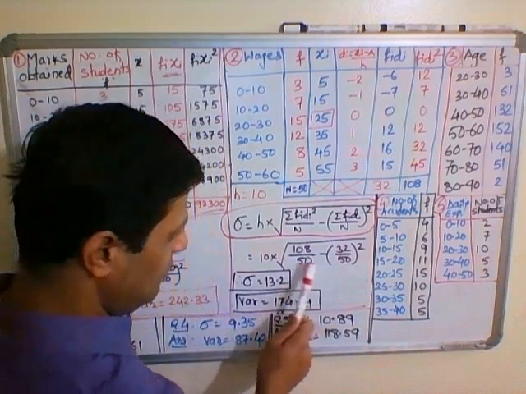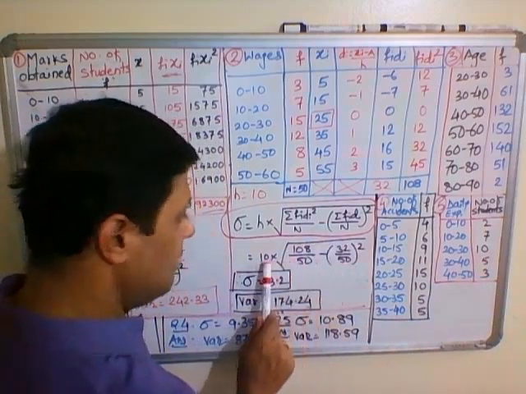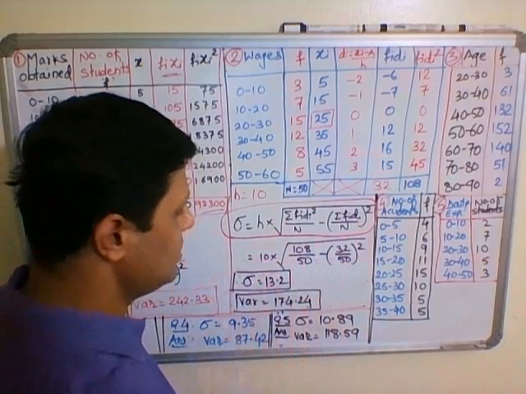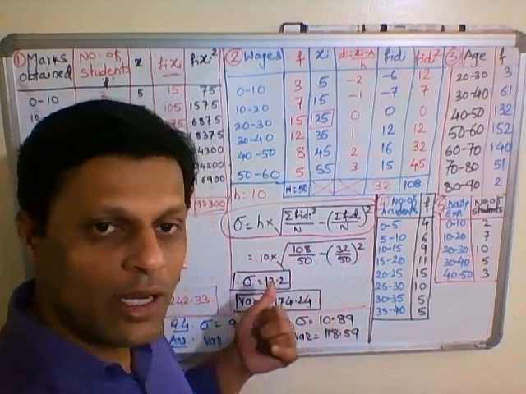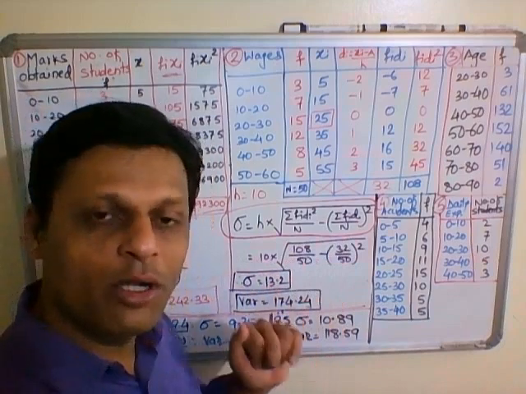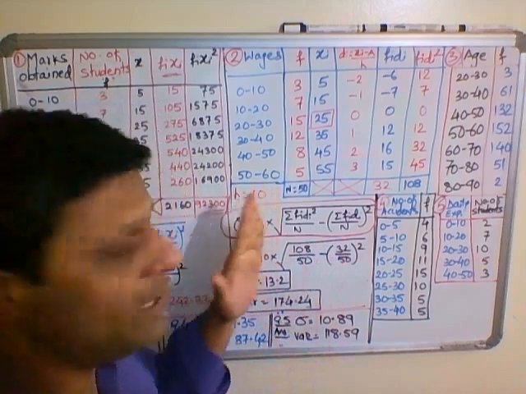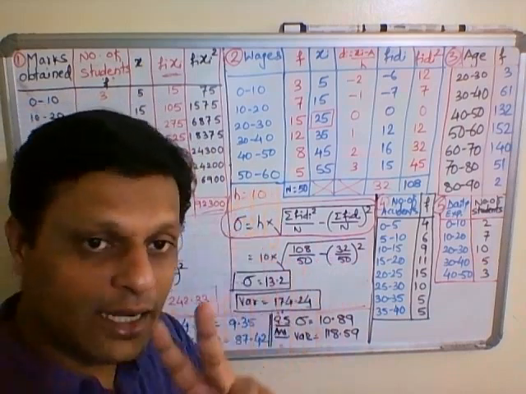So to avoid that, don't forget to take the square root, then multiply by 10. You get this answer as 13.2. If you square it, you get variance as 174.24. So I will repeat how we have solved it by the second method.